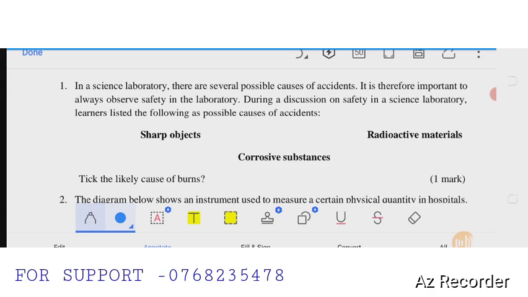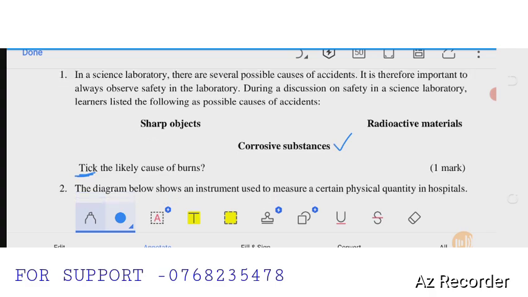So the question, take the likely cause of burns. We have 3 causes of accidents, but they want the one that can cause a burn. Clearly it is corrosive substance. So you take, because the question says take. Corrosive substances include things like acids. We have strong acids such as sulfuric acid, among many more others.